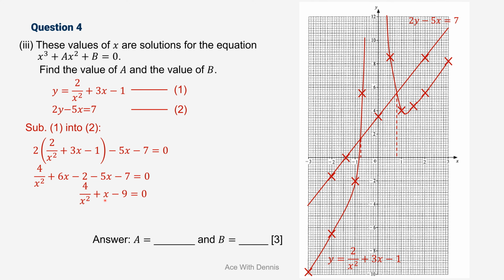The next thing I want to do is multiply by x squared on both sides. I'll get x cubed minus 9x squared plus 4 equals 0. Now I can compare this equation with the equation given. So from here, I will see that a equals negative 9 and then b equals 4.